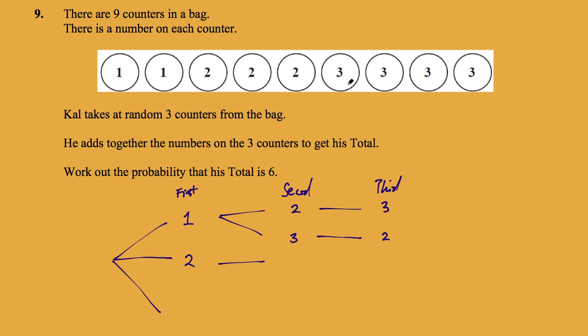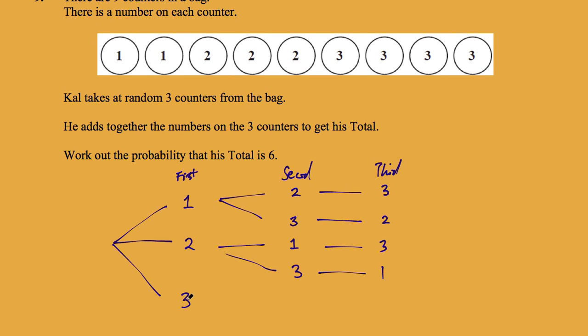But he can do that in lots of different ways. But we'll see how that works here. So he can get a 2 followed by a 1 followed by a 3, or a 2 followed by a 3 followed by a 1. Or he can pick his 3 first, which means he will have to then get a 2 followed by a 1, or a 1 followed by a 2.